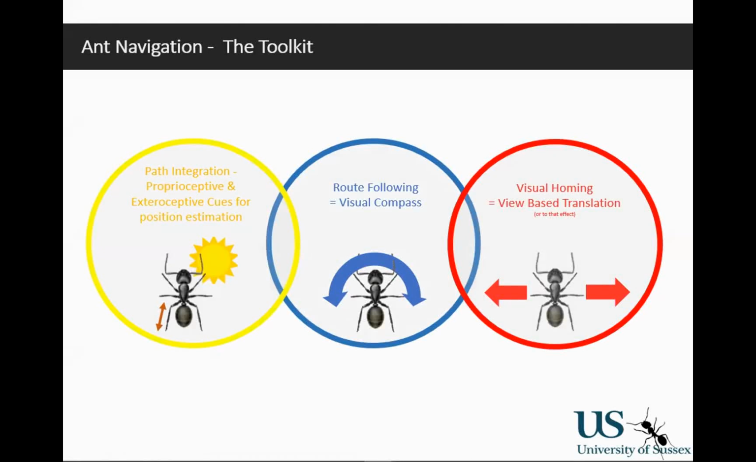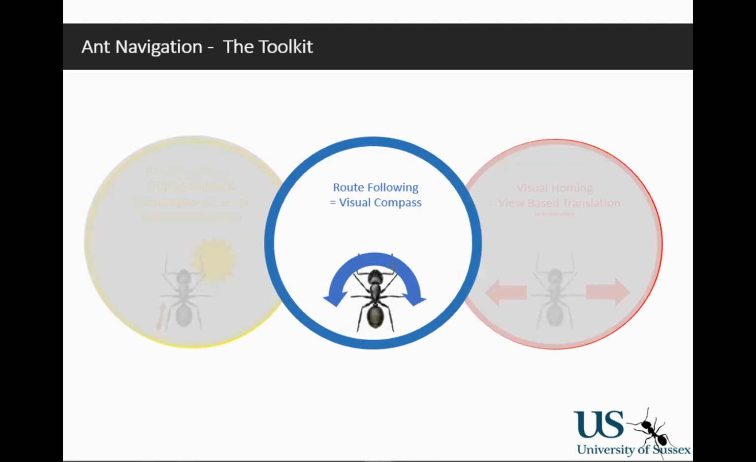So the third component is visual homing, also known as view-based translation or something to that effect. And this would be translating to move up the familiarity gradient. Eventually, for a complete insect-inspired solution on robotics, we'd use all of these tools in the toolkit, and they enable robustness through redundancy. But for my talk, I'm just going to be focusing on the visual compass.